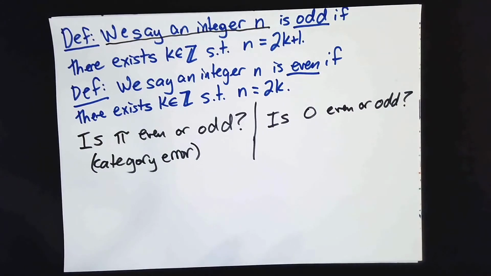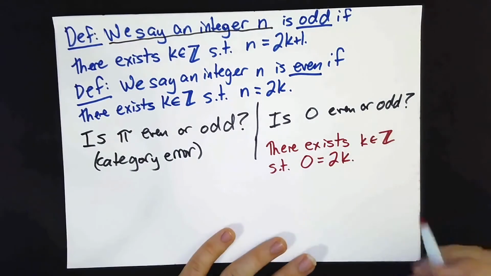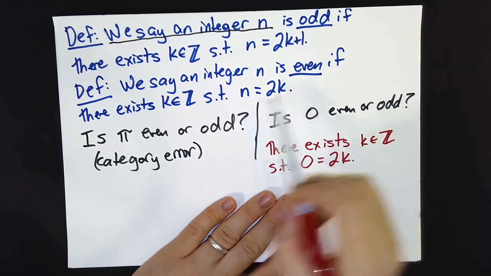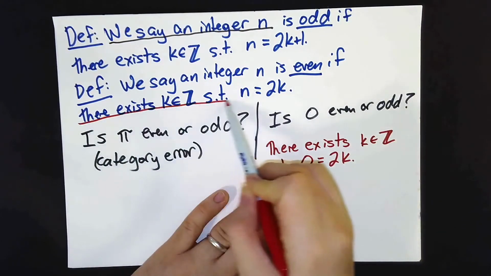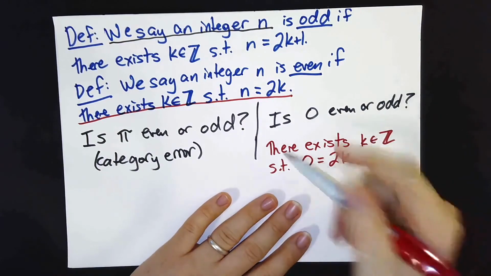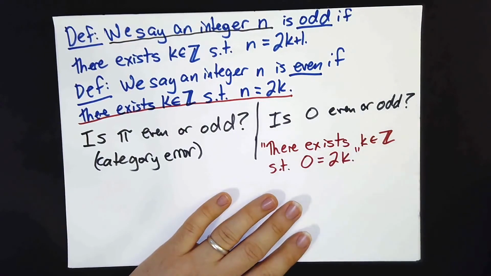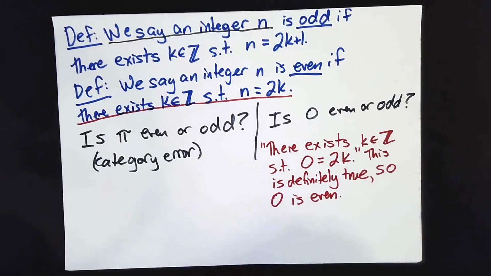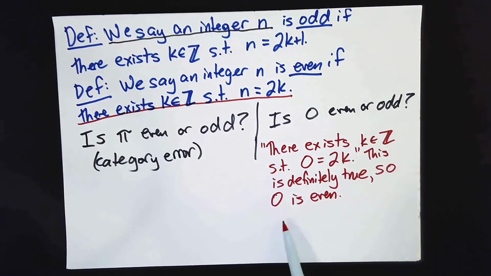On the other hand, is 0 even or odd, or is it neither? Well, now we know that asking if 0 is even exactly reduces to the statement, there exists k in Z such that 0 equals 2k. This is certainly true. Namely, take little k equal to 0. This is definitely true, so 0 is even.